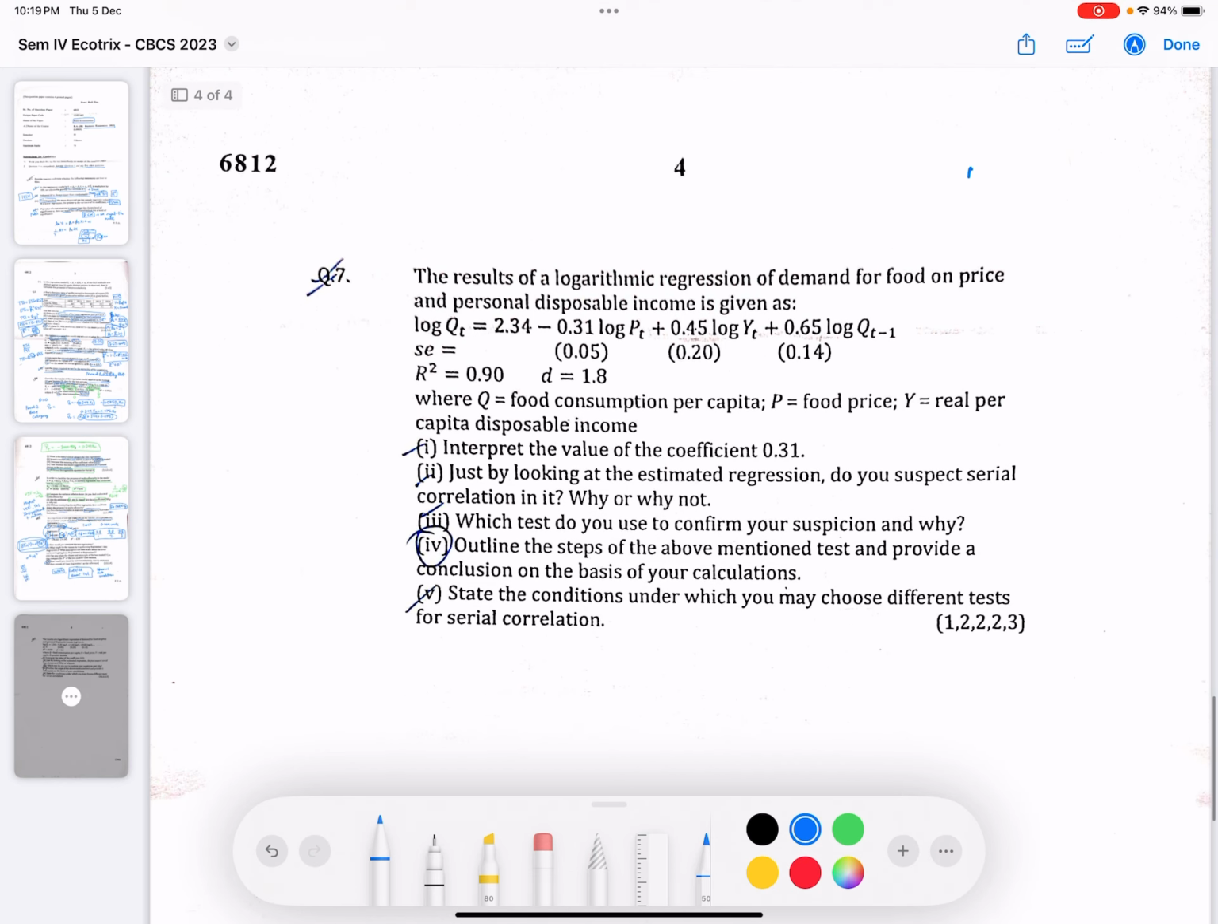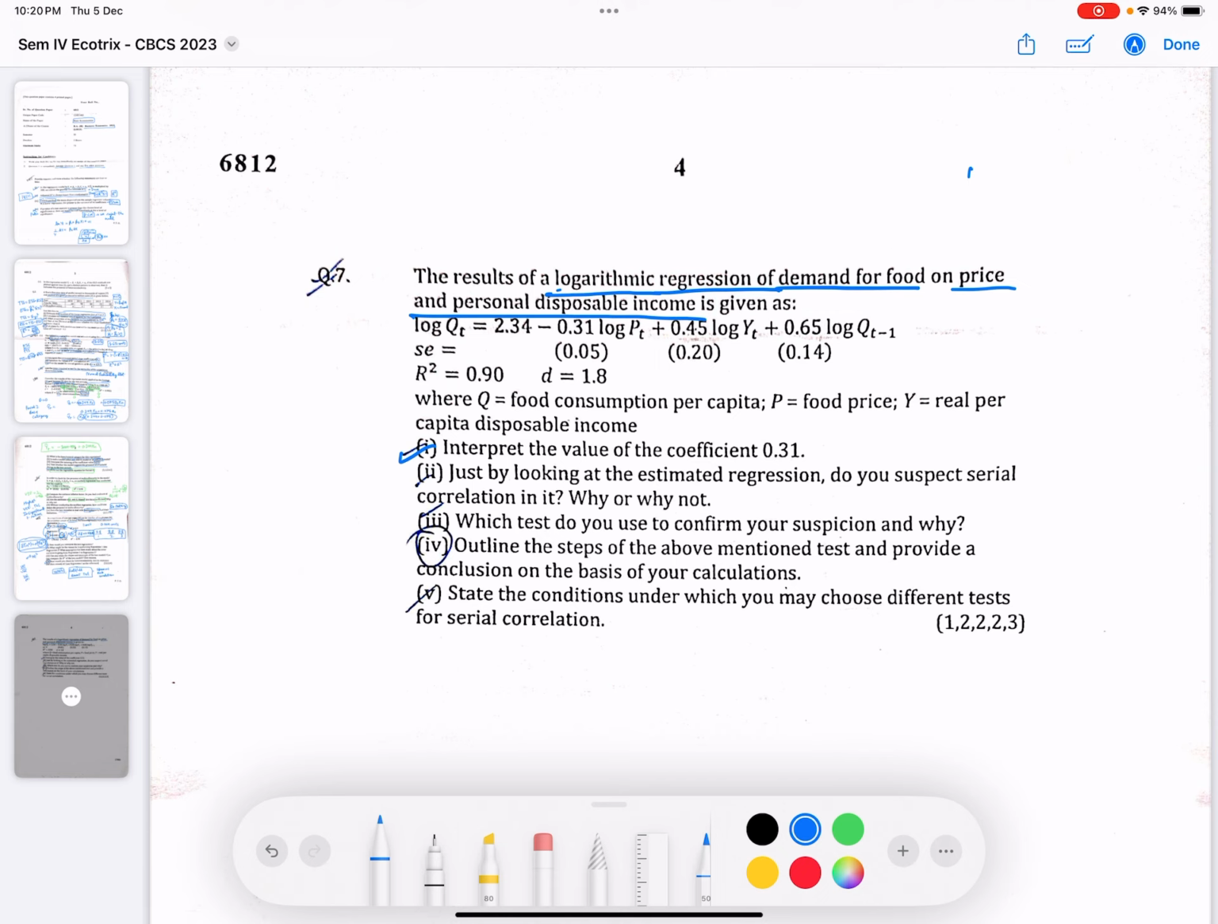Okay, so this is the last question. This is a logarithmic regression of demand for food on price and personal disposable income. Since it is a log model, the coefficients show the elasticity: a 1% change in one of the variables impacts the quantity by how much percentage. So in this case, if price increased by 1%, quantity demanded would fall by 0.31%. This is how we are supposed to interpret it.